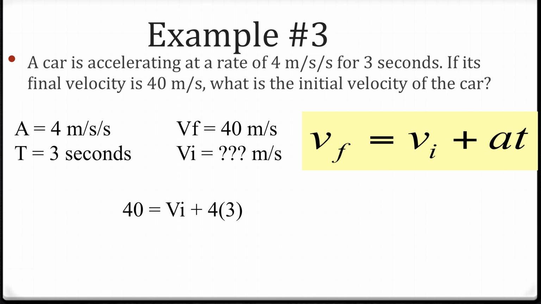So you plug in your numbers. 40 equals VI plus 4 times 3. I left out the unit just to save some time when I type this up. You multiply the 4 times 3, you get 12. You would subtract the 12 over the other side, leaving you with 28. Your units for velocity, if you weren't sure, you've got final velocity given to you as meters per second. So you're saying, oh, I'm working with velocity again. It's also going to be meters per second. You can also plug in your units and cross them out. Whatever is easier for you, do that. So anyway, your final answer is 28 meters per second.